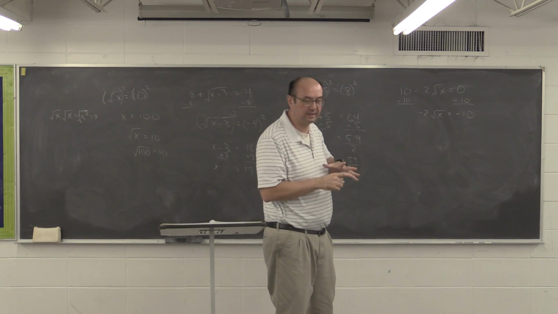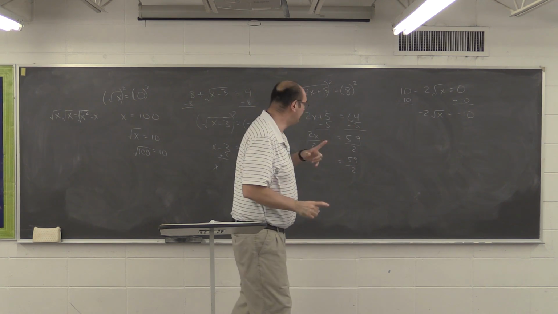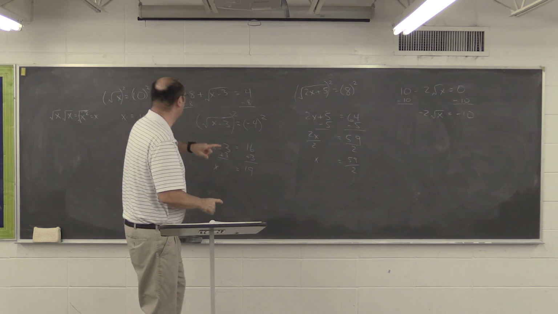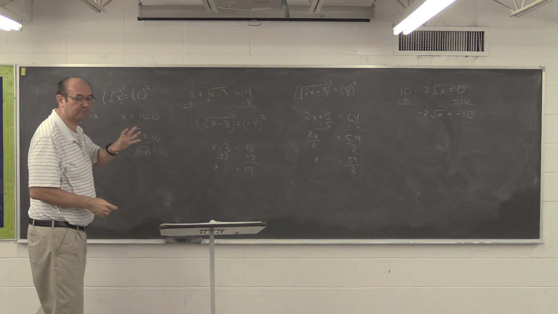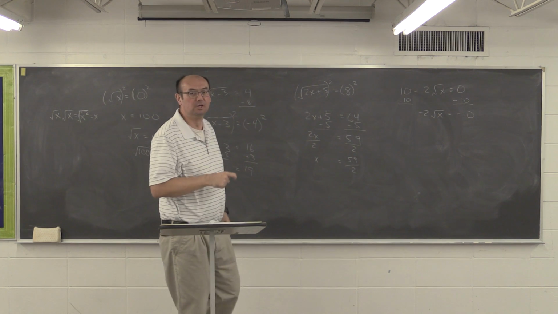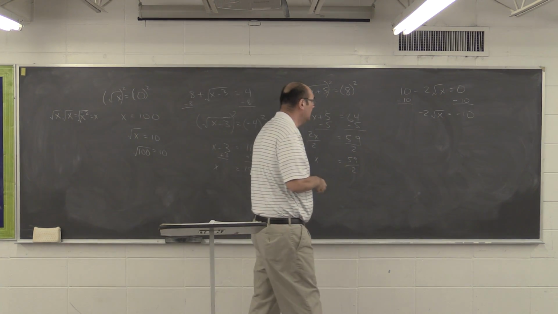Remember, the only thing left needs to be what's under the radical. Then we can do the squared. You have to move everything over to one side first. Please don't forget that.